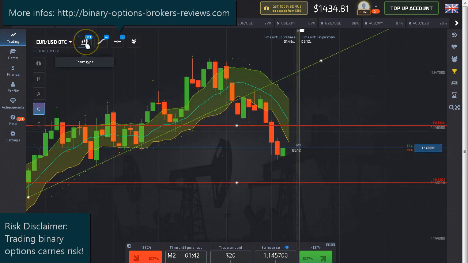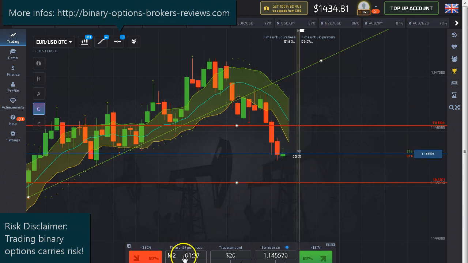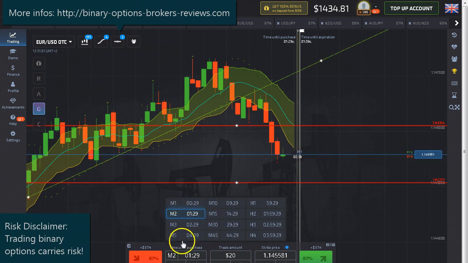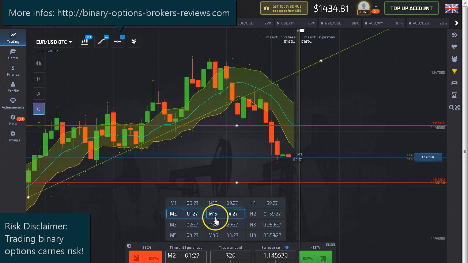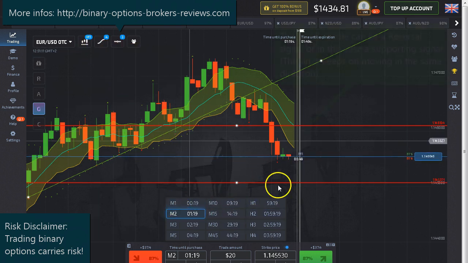As you see, I'm in the 1 minute chart and trading 2 minute or 3 minute options up to 5 minute. If I want to trade 10 minute or 15 minute options, I would choose the 5 minute chart, and for 1 minute options I would choose the 30 second or 15 second chart.